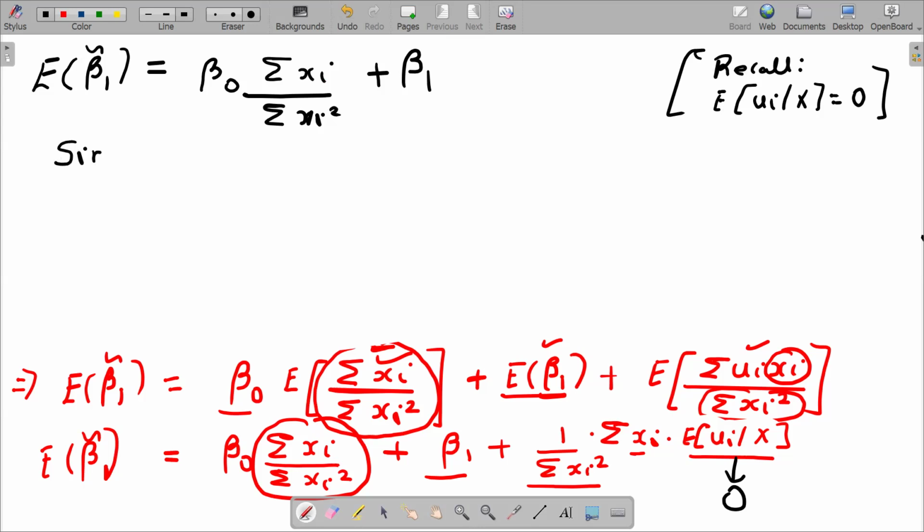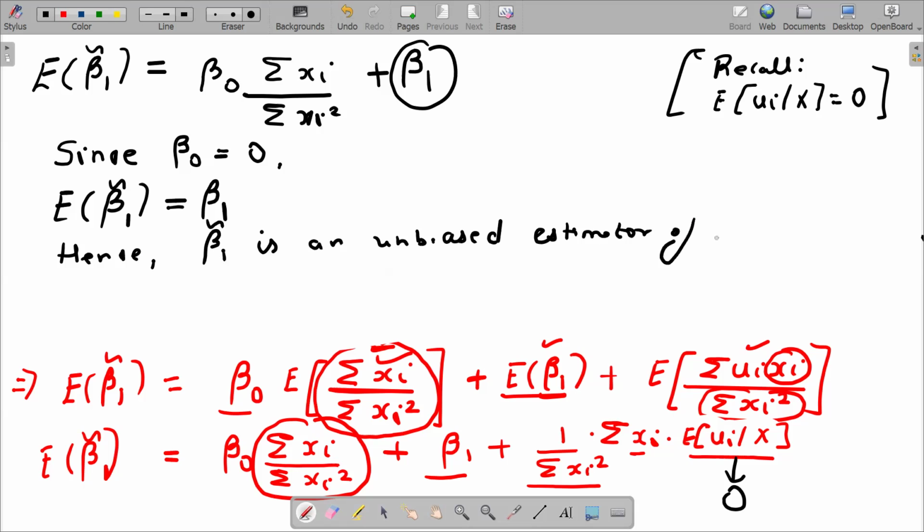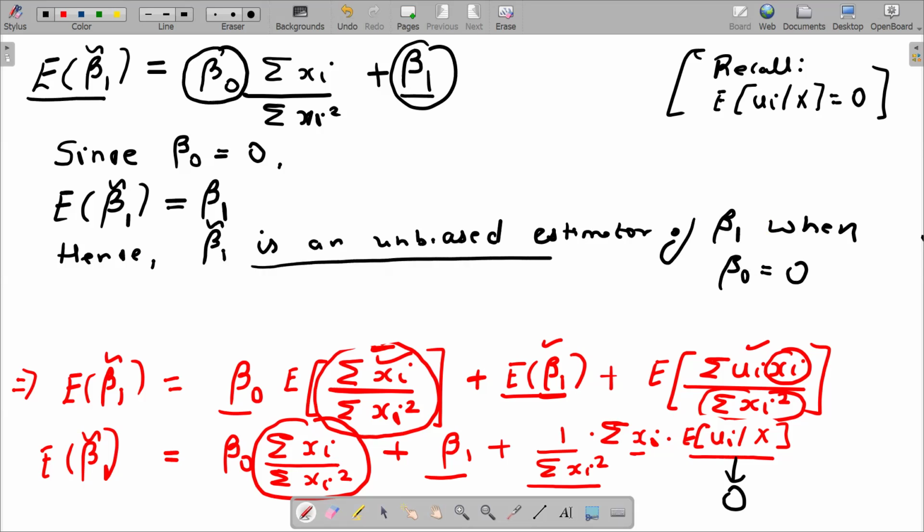And since beta naught is equal to 0, I can write expected value of beta 1 tilde will just be equal to beta 1. So hence, I can show that beta 1 tilde is an unbiased estimator of beta 1 when beta naught is equal to 0. This is what we had to show. When beta naught is equal to 0, expected value of beta 1 tilde is equal to beta 1. Therefore, beta 1 tilde is an unbiased estimator of beta 1.